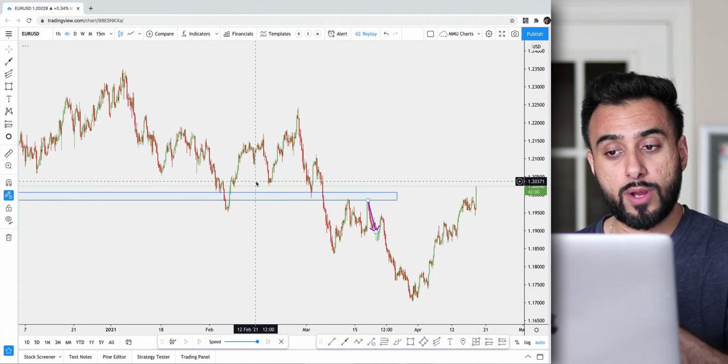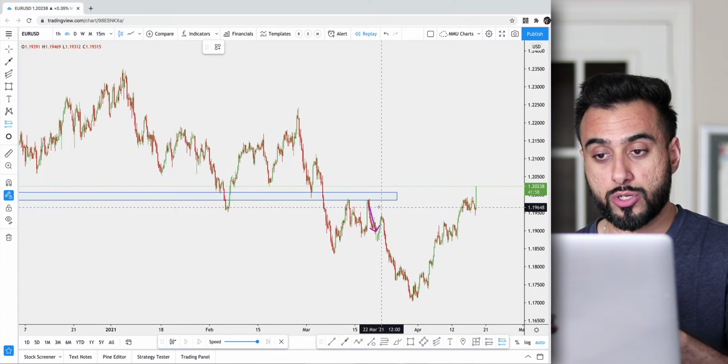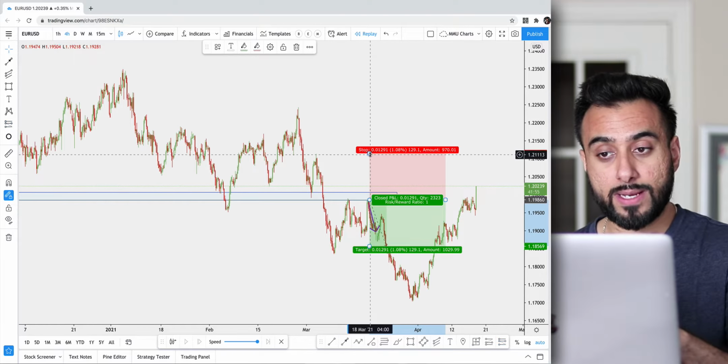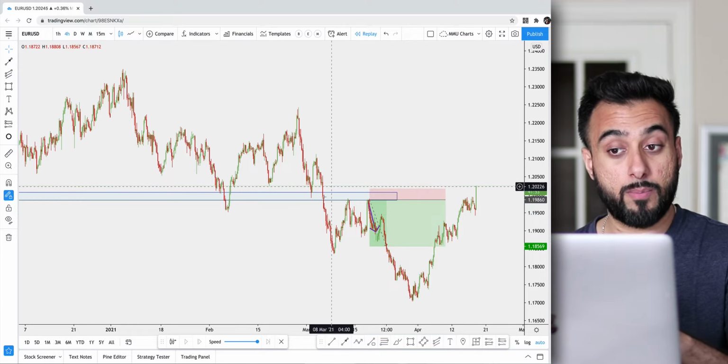So now we're looking at this trade. Let's just say we entered the short. Let's say we entered the short going downwards. Obviously, we put our stop loss above the zone.